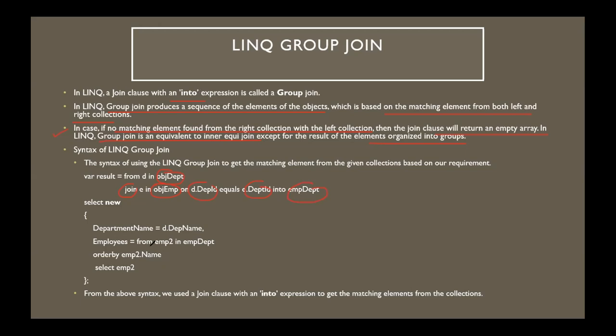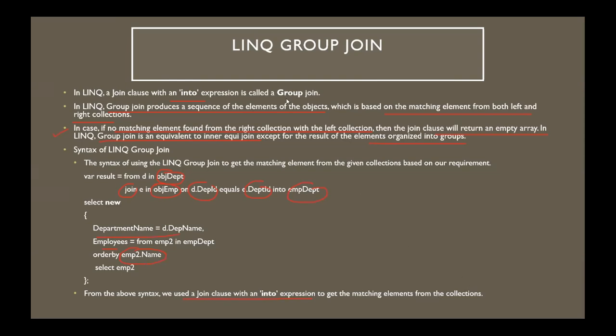And the syntax looks something like this. So this will be giving the department name and the employees, and the employees will be from employee in employee department, order by name, and select employee. From the above syntax, we use a join clause with the into expression to get the matching elements from the collections.